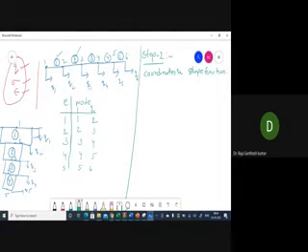Now this is step 1. Now coming to step 2. What is step 2? In step 2, you have to indicate the coordinates.